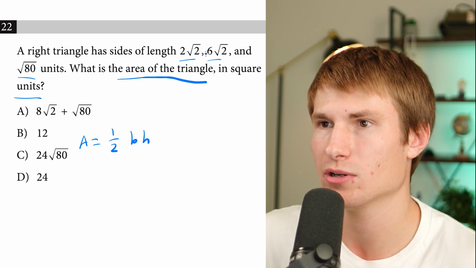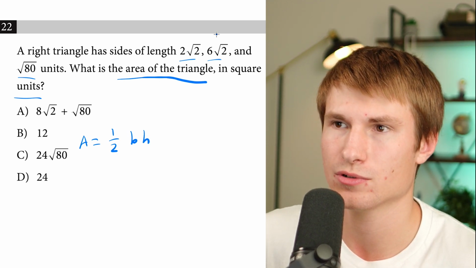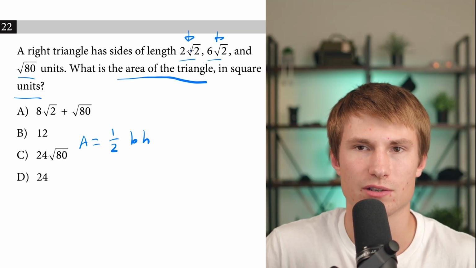So what I notice here is that I've got 2 root 2, 6 root 2. So this is obviously the greater. So we know one of our legs will be that 2 root 2.